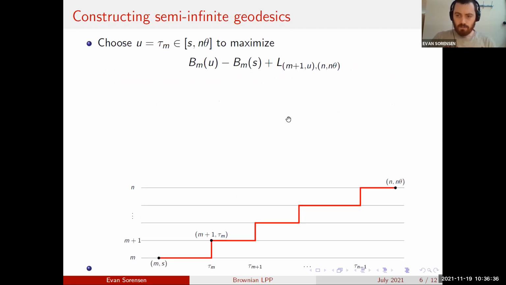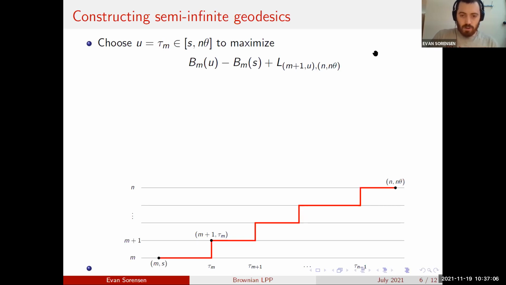If I want to figure out what my geodesic looks like, I can actually just figure out what my first jump time is. So I'm going to maximize this quantity here as a function of u. I'm going from (m,s) to (n, n theta). B_m(u) minus B_m(s) is my increment along the first level. And then I jump to level m+1, and I have a remaining passage time from (m+1, u) to (n, n theta). We call this the dynamic programming principle. We can find the first jump time by maximizing this quantity.